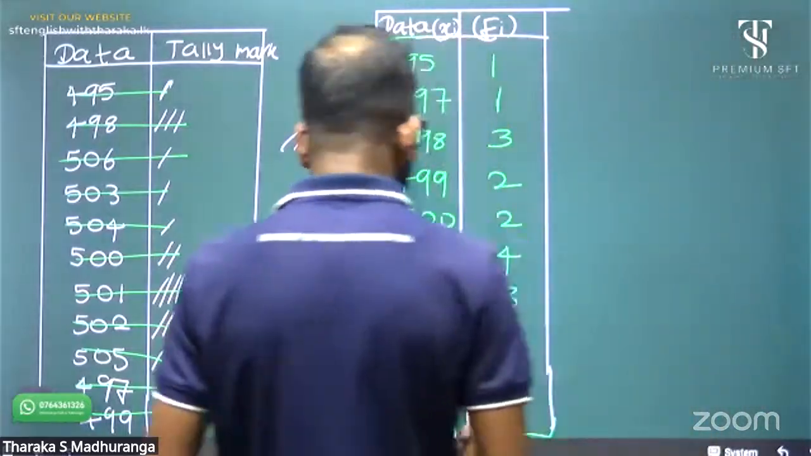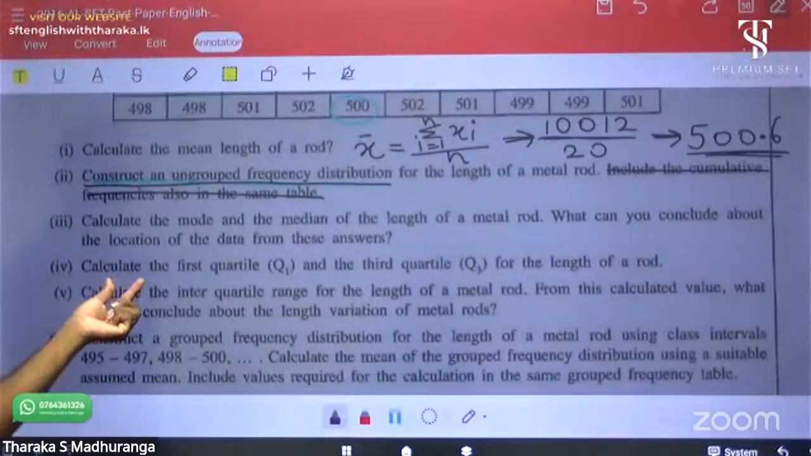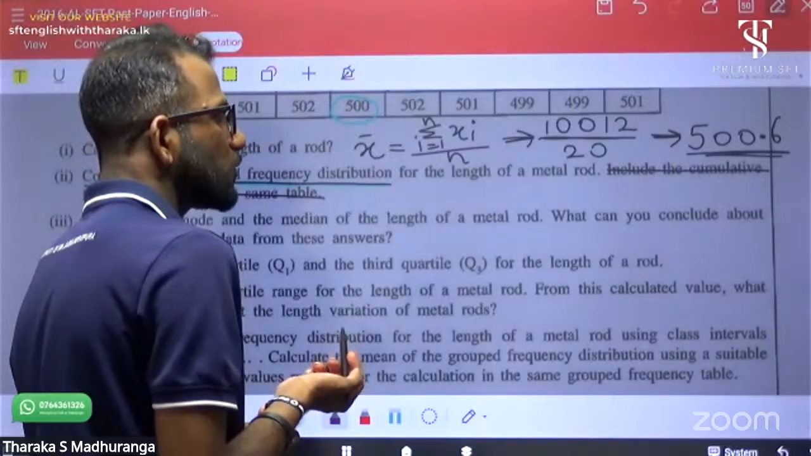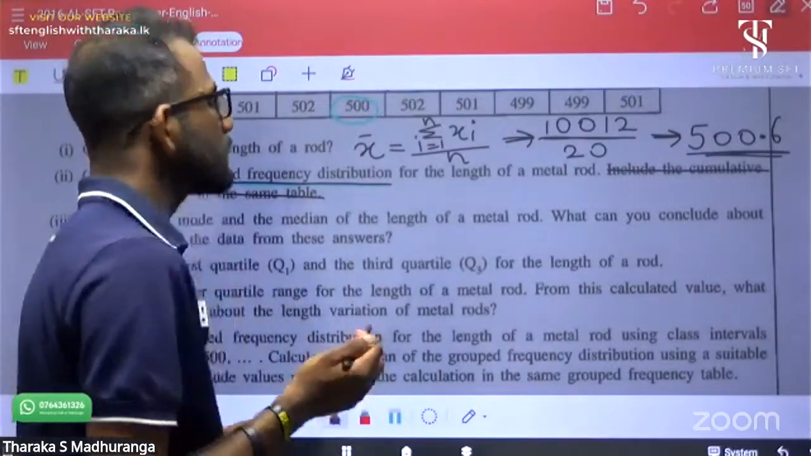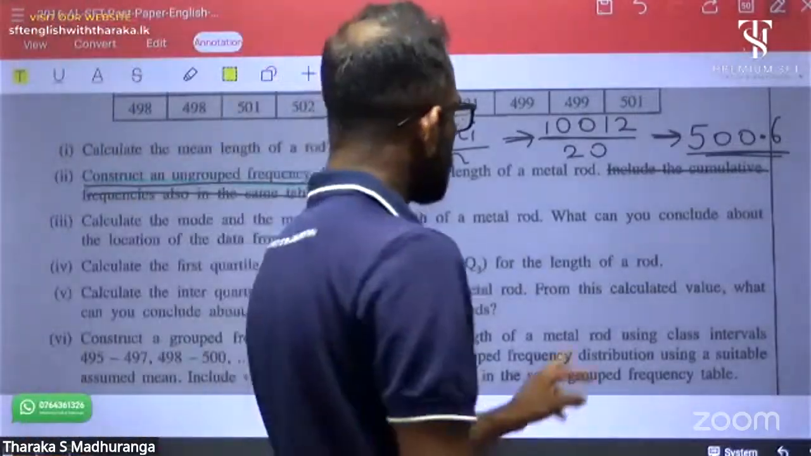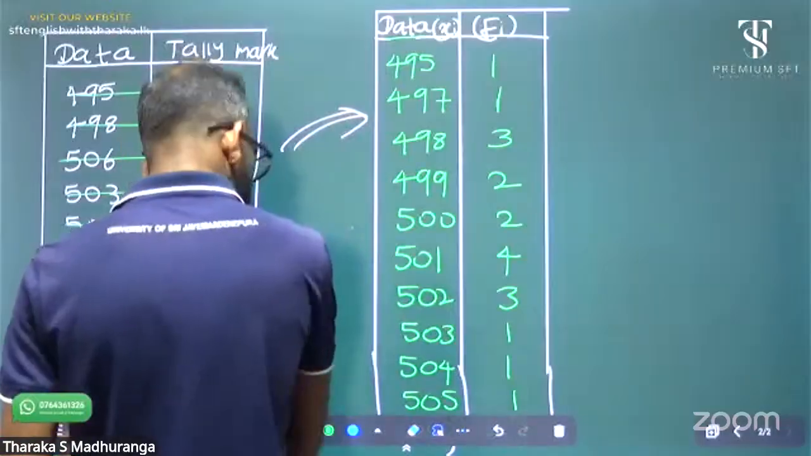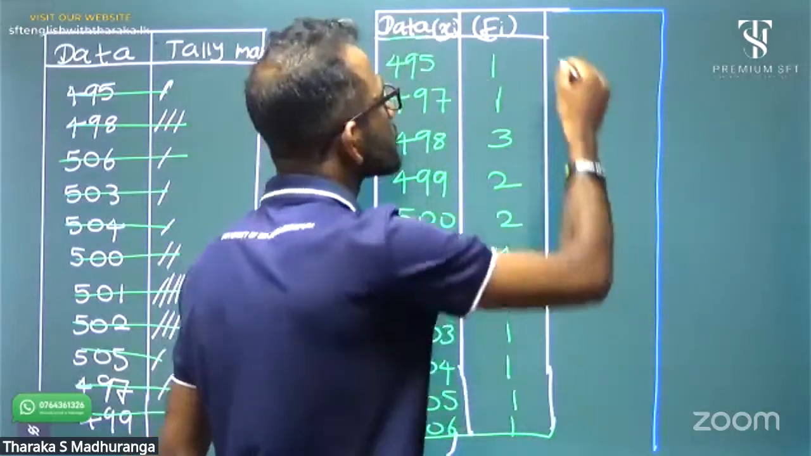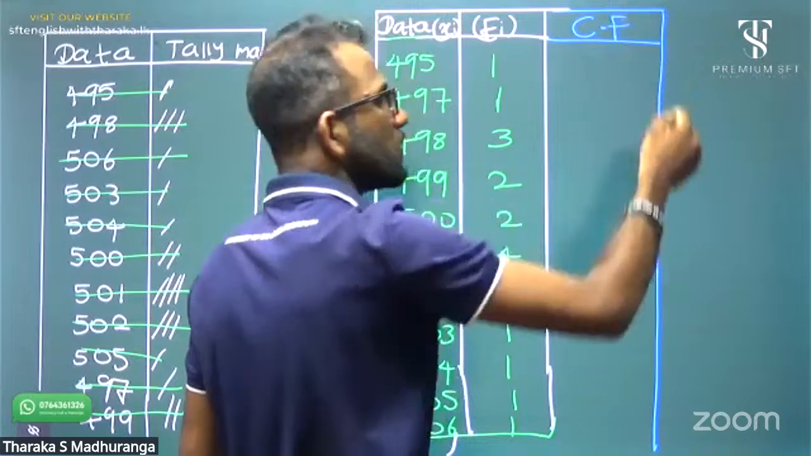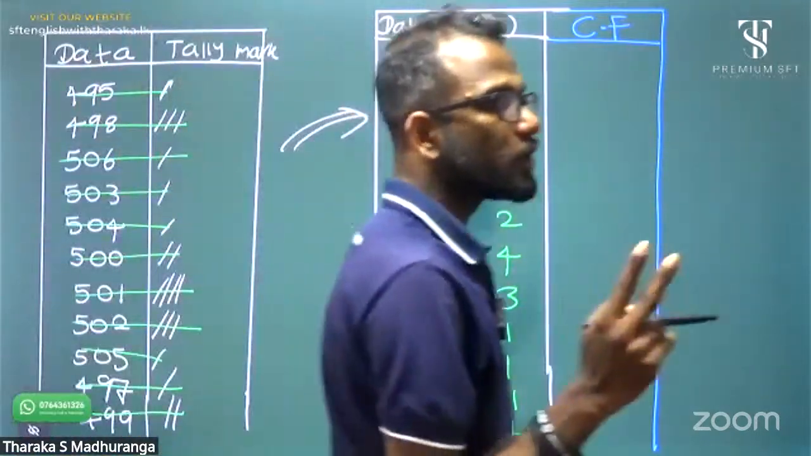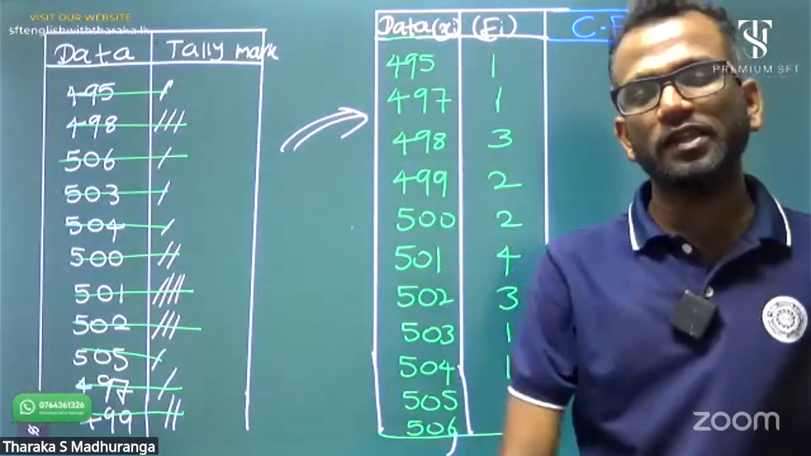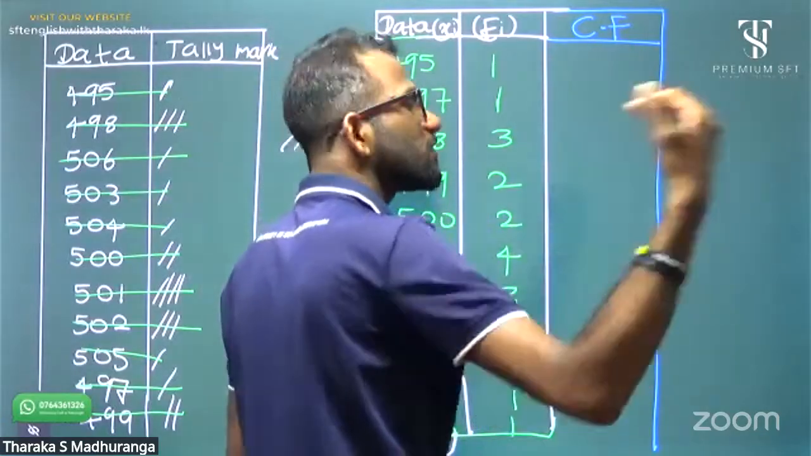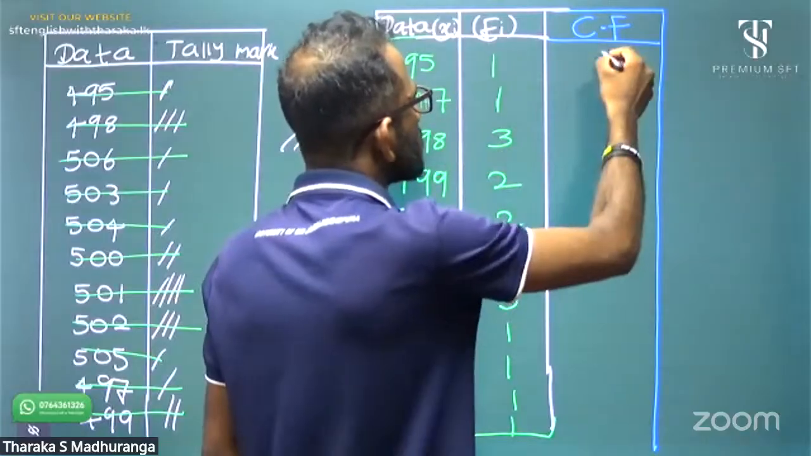Okay, the second question asks: construct an ungrouped frequency distribution for the length of the metal rod and include the cumulative frequency also in the same table. Still you don't know cumulative frequency, but I will add this. If you couldn't understand, don't think about this. In the final part, I will explain there are two types of cumulative frequency: increasing and decreasing, more than and less than cumulative frequency.